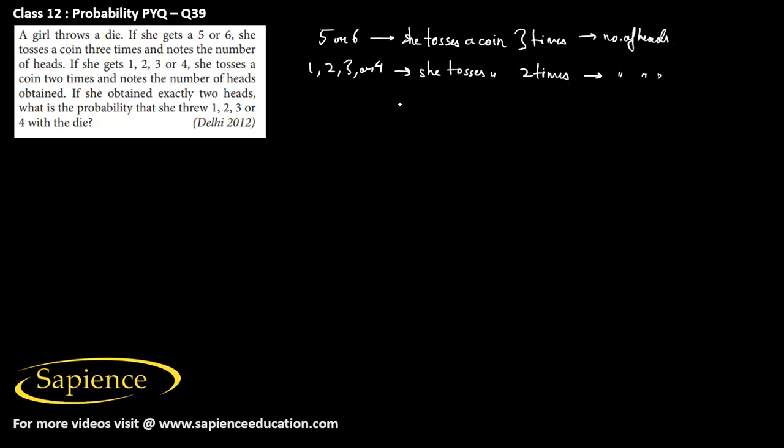And then here it is told that it is given that she got exactly 2 heads. What is the probability that she threw 1, 2, 3, or 4 in the die? So this conditional probability we have to find. So here also we have to apply the Bayes theorem.